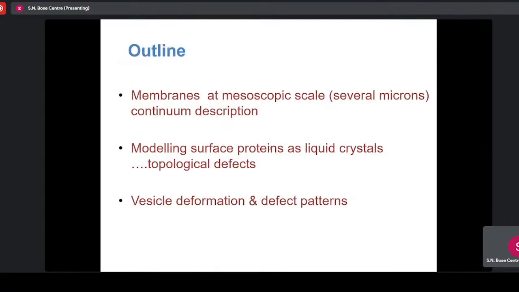Okay, so this is the outline. I'll talk about membranes, continuum mechanics of membrane. And once you see the phenomena, you will see that it's an interaction between membranes and proteins. And these proteins are modeled as liquid crystals, simple rod-like objects, and how their interaction gives you different shapes and patterns.